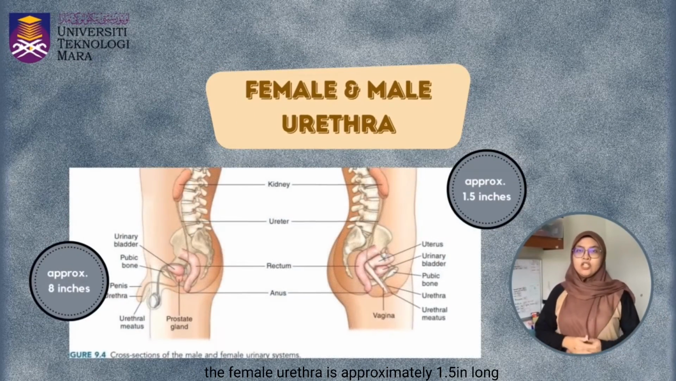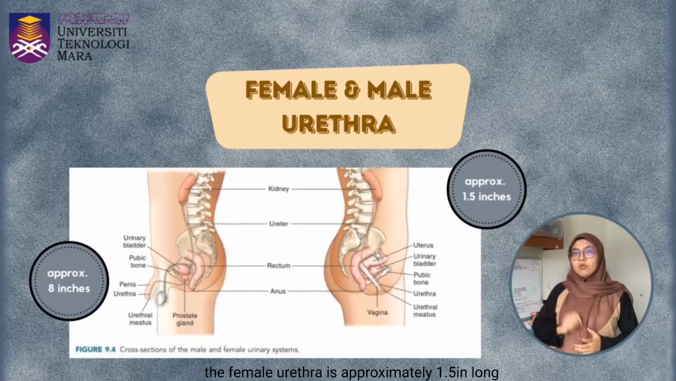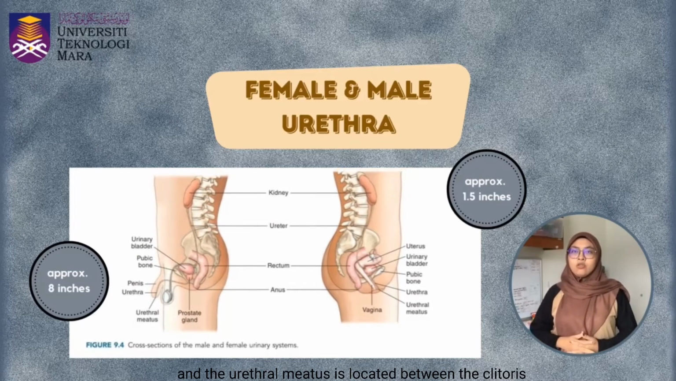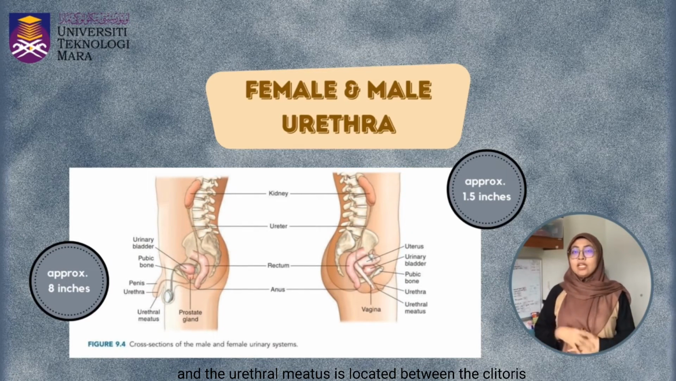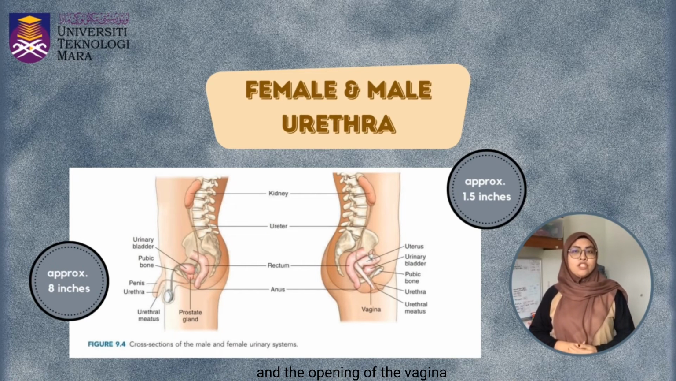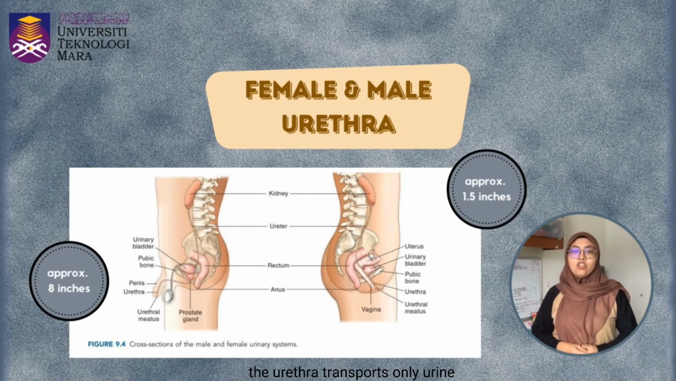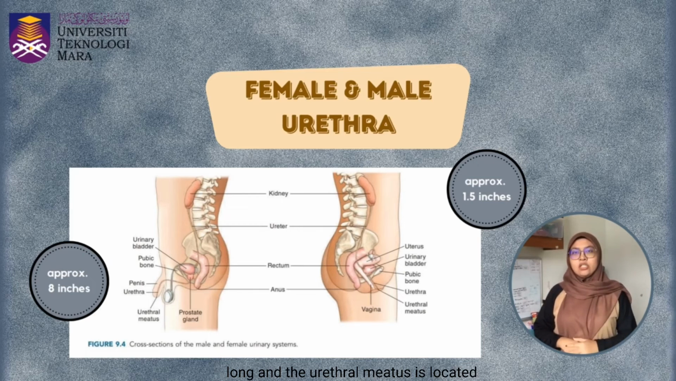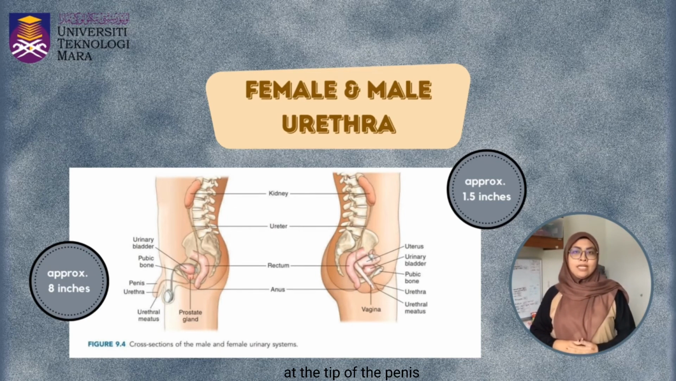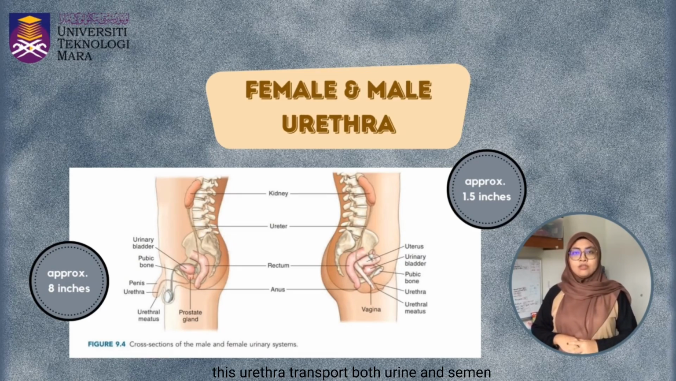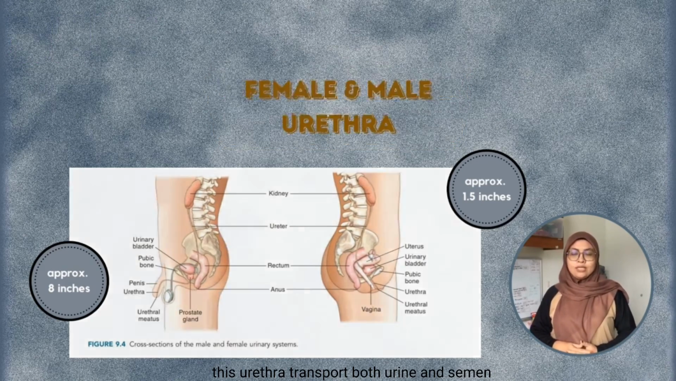The female urethra is approximately 1.5 inches long, and the urethral meatus is located between the clitoris and the opening of the vagina. In the female, the urethra transports only urine. The male urethra is approximately 8 inches long, and the urethral meatus is located at the tip of the penis. This urethra transports both urine and semen.